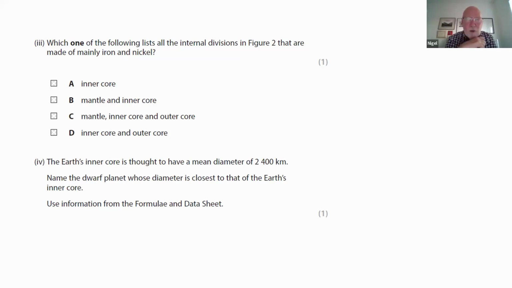You might think, well, where does the iron in mines come from? Maybe that's been brought by meteoroids crashing into the Earth.